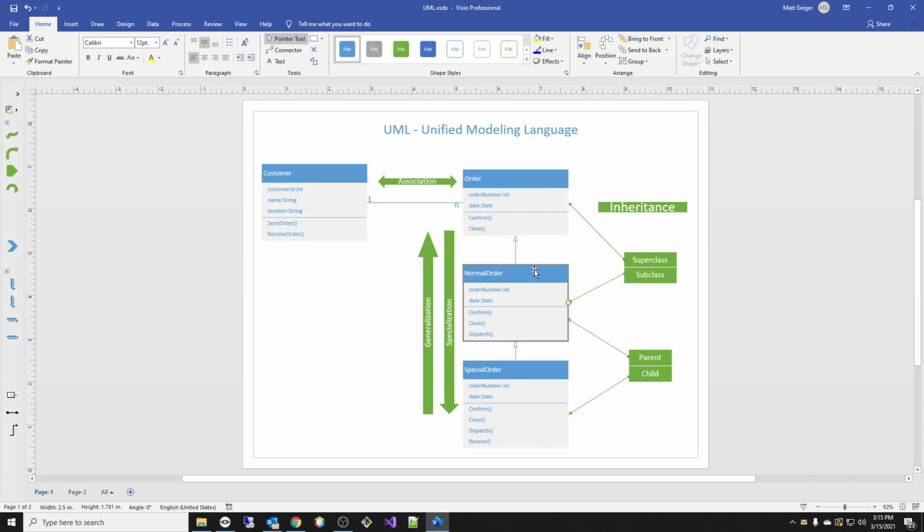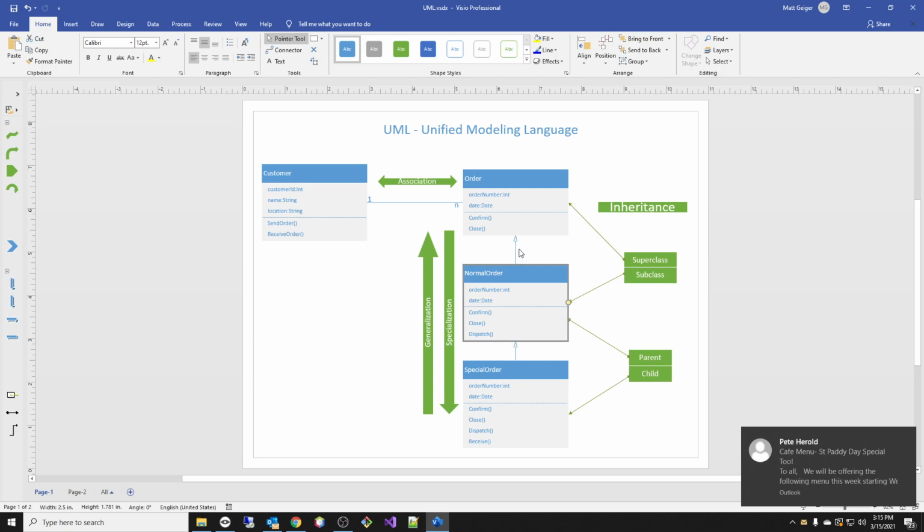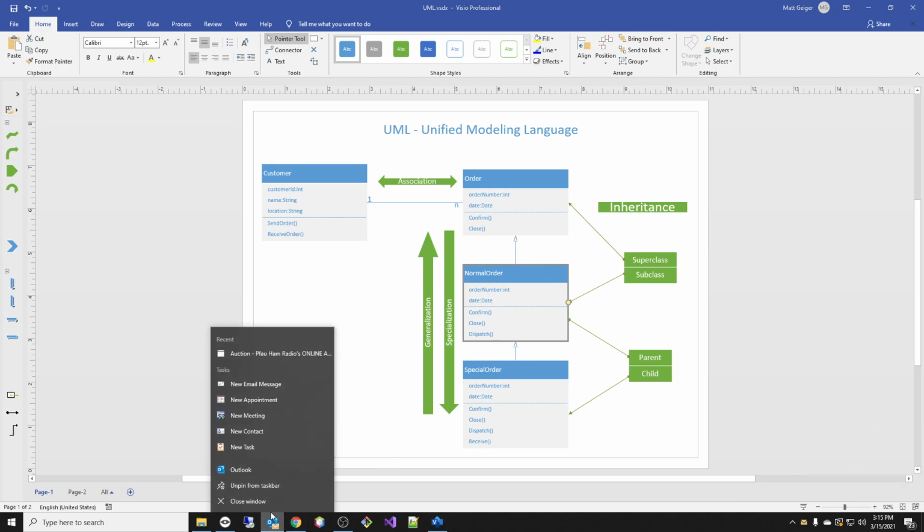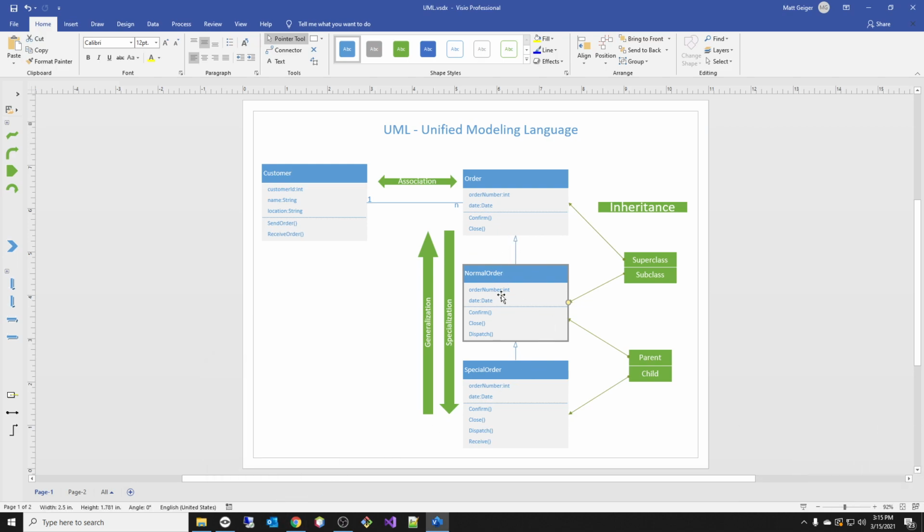And we've seen diagrams similar to this already, especially in Greenfoot. We use these inheritance diagrams quite often. A normal order is an order. Remember, that is language that we talked about way back in inheritance in Java. A special order is a normal order. A special order is a specialized type of order. So it is-a language, right?